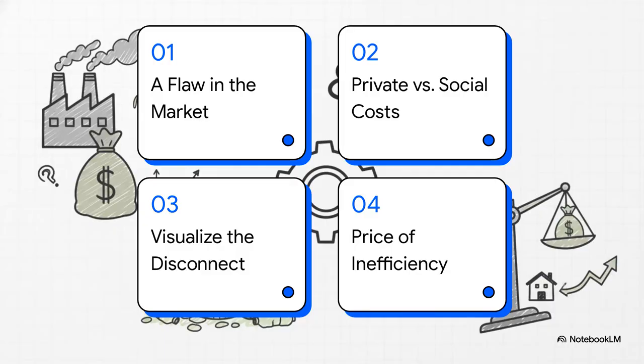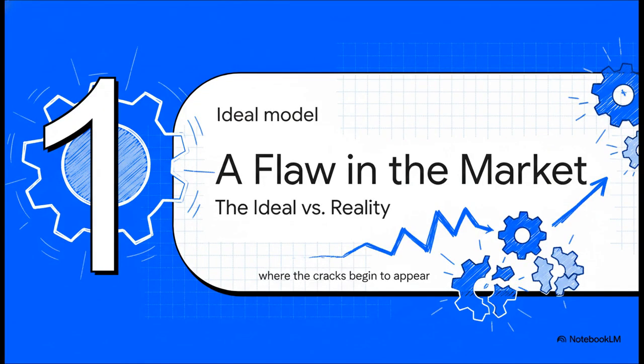So here's our game plan. We're going to walk through this step by step. First, we'll look at the flaw in that perfect market model they teach you about. Then we'll define the two critical types of costs you need to know. After that, we'll visualize how this creates a major disconnect in the market. And finally, we'll calculate the real price of this inefficiency. Okay, let's jump in.